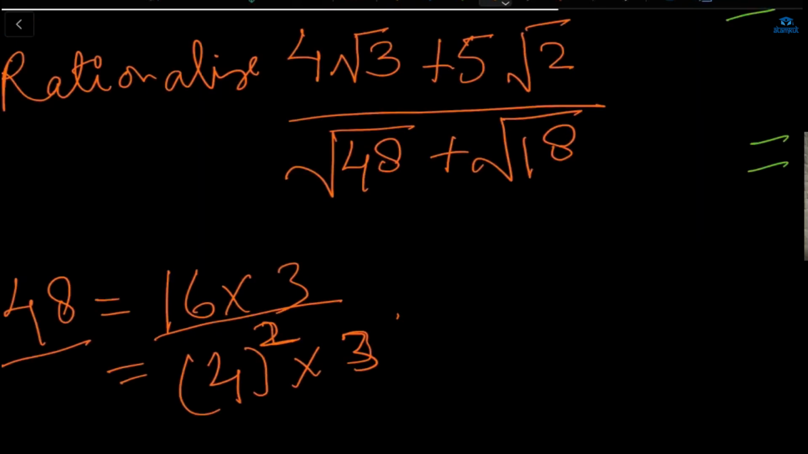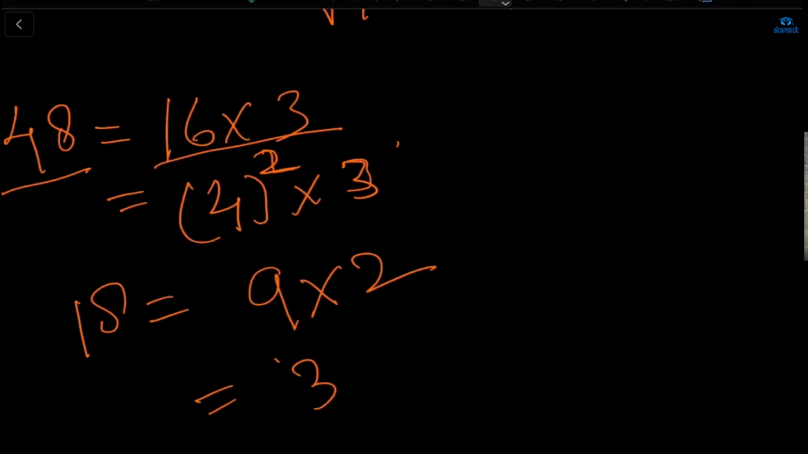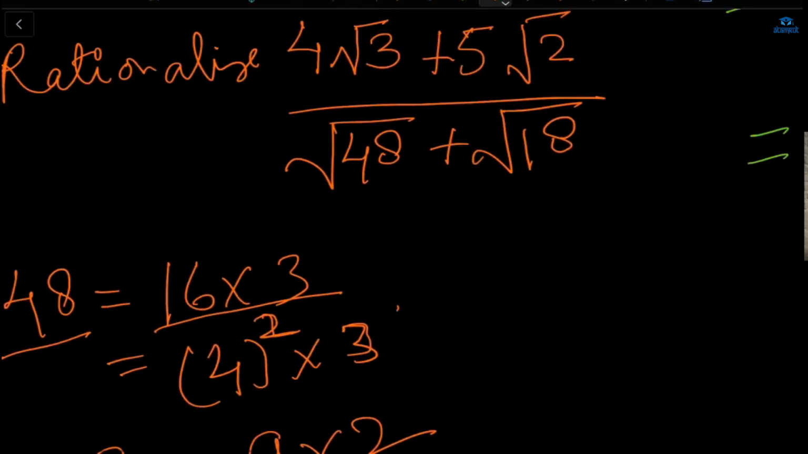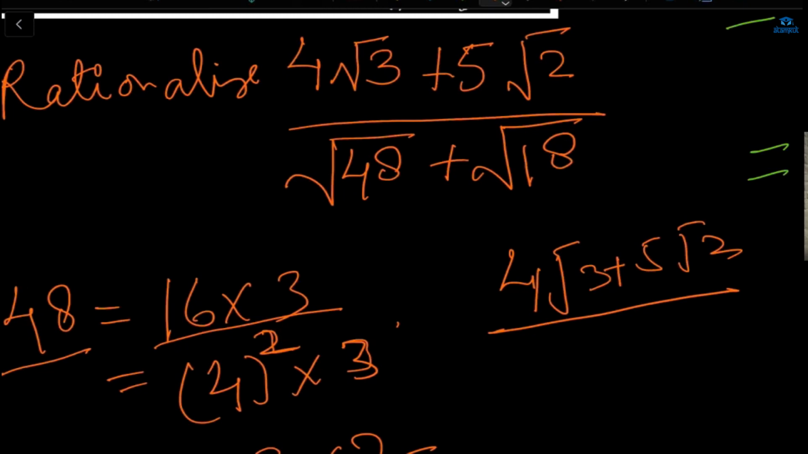How can you write 18? 18 can be written as 9 multiplied by 2, so you can write 3 square multiplied by 2. So this question, in the easy way, you can write as 4 root 3 plus 5 root 2 divided by 4 root 3 plus 3 root 2. Understood? Yes, ma'am. Now if you rationalize it, it will be easier.